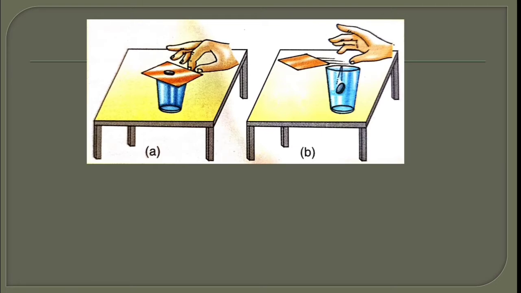So how does this happen? Initially you can see that both the card and the coin are at rest, but when we give a sudden flick to the card, it comes in motion because of the force that I applied on the card. But this force is not shared with the coin, and the coin tries to maintain its previous state, that is the state of rest, because of its inertial property, and hence it falls into the glass tumbler.